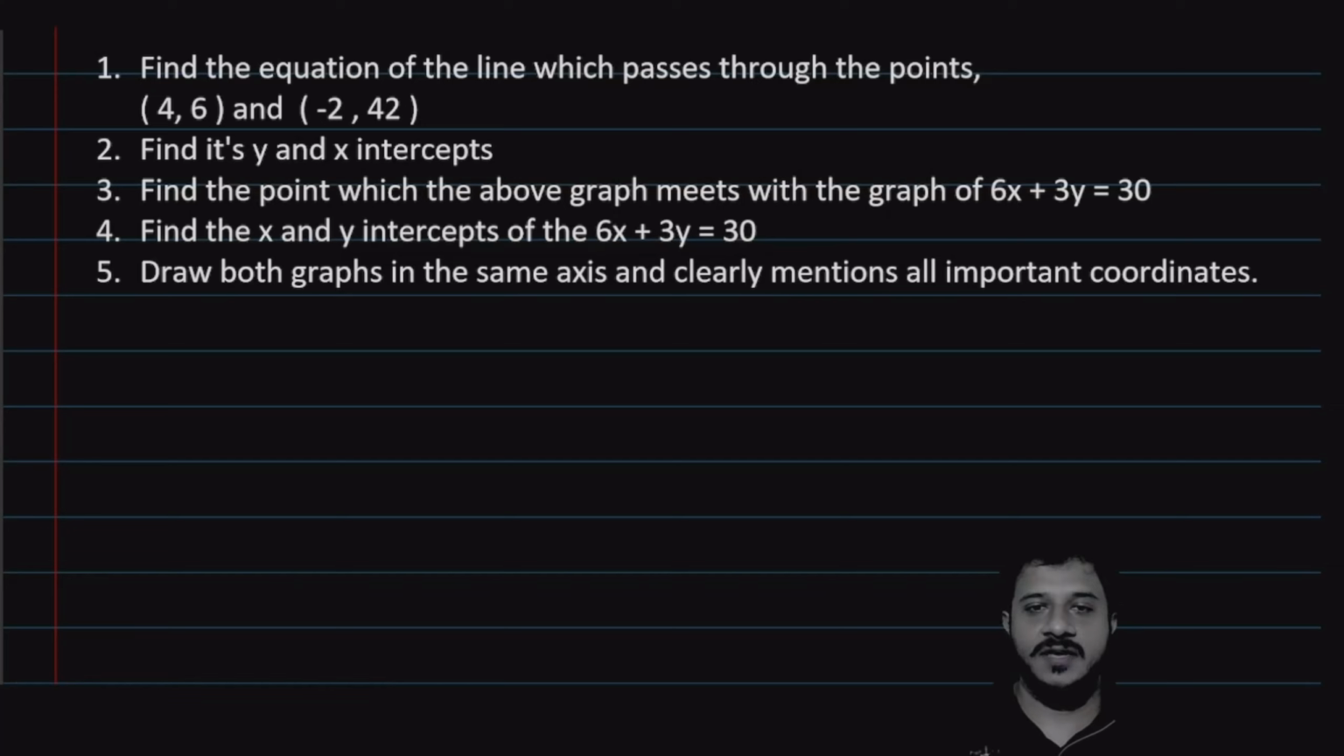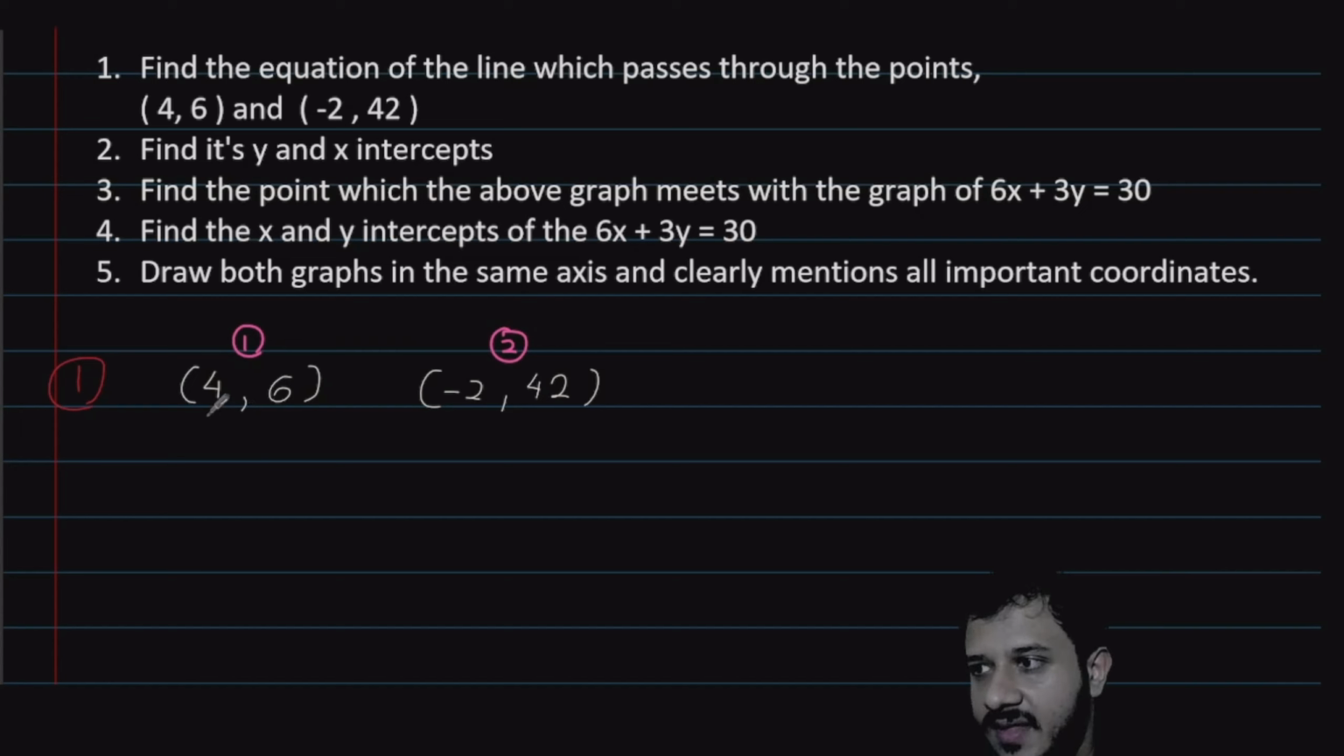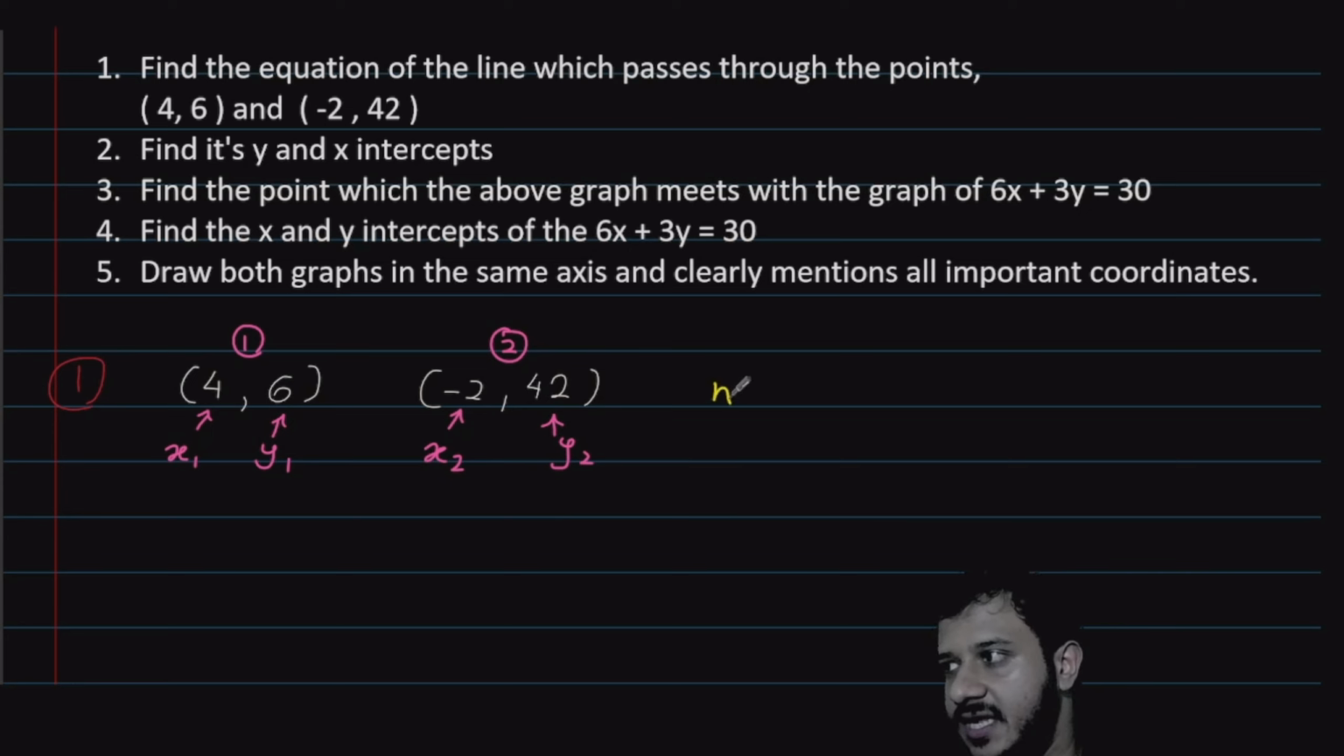Now, when 2 points are given, what do we do to find the equation of the line? What we do is we write down 4 comma 6 and negative 2 comma 42. Let's take this as the first point and this as the second point. This will be the x value of the first coordinate and this the y value of the first coordinate, and this will be the x value of the second coordinate and this the y value of the second coordinate. I know gradient is always equal to y2 minus y1 over x2 minus x1.